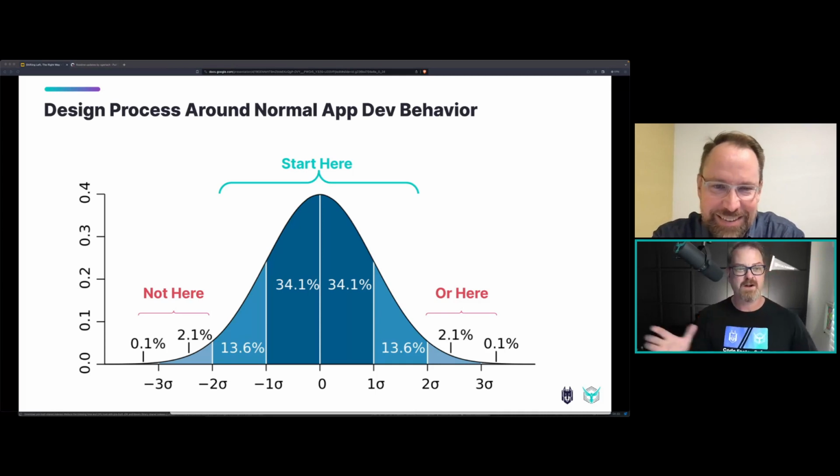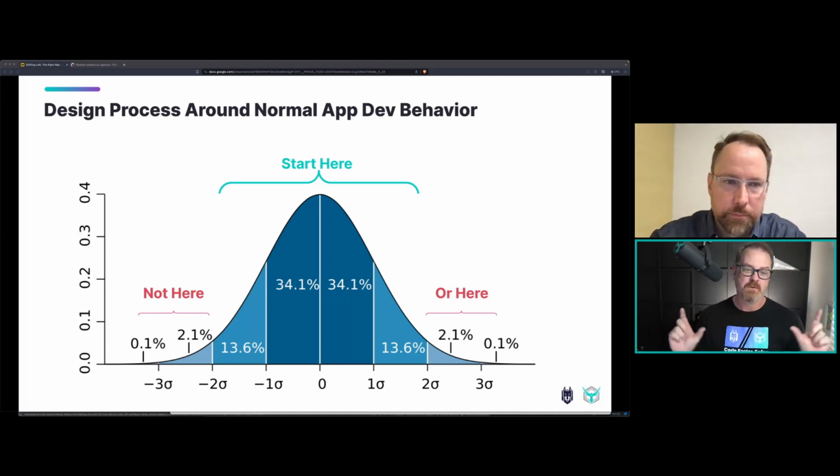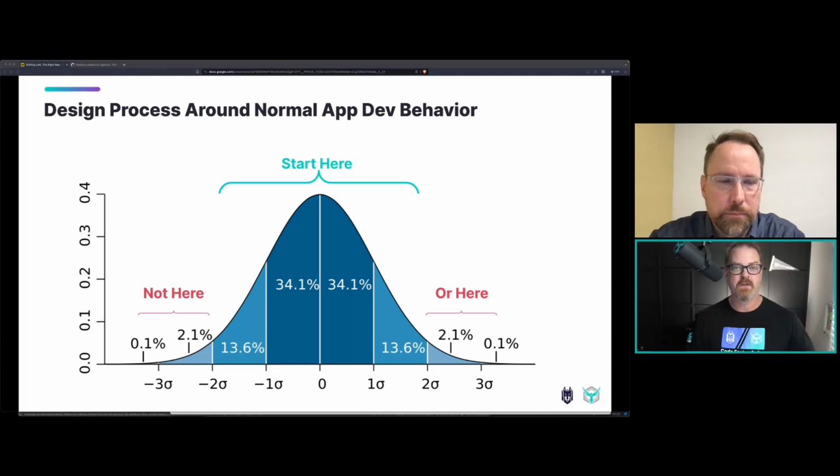But if we work on our process around that middle section, we can spend more time testing and understanding and really being able to talk about these outliers on the edges. So when you're talking about process and redesigning process, make sure you're covering the normal middle, the bell part of the bell curve, and not the outer edges first.